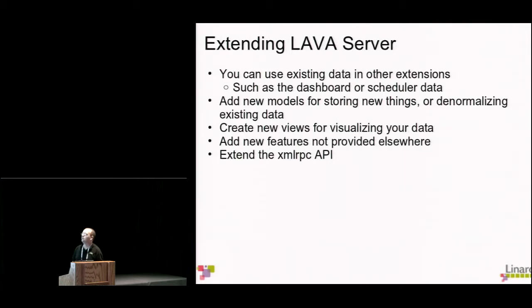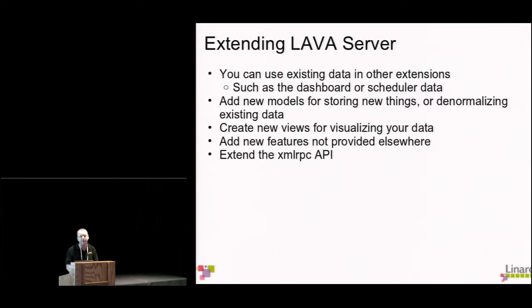So, extending Lava Web Server. If you want to write an extension, you can use some of the data that is in existing extensions. So if you want to get at the test results that are stored by the dashboard, or if you need to get at the job information in the scheduler, you can do that. You can add new models for storing new things. So one of the things that we see done in extensions sometimes is denormalizing data or even storing new types of data. Creating visualizations is one that I think we're going to see a lot more over the next year.